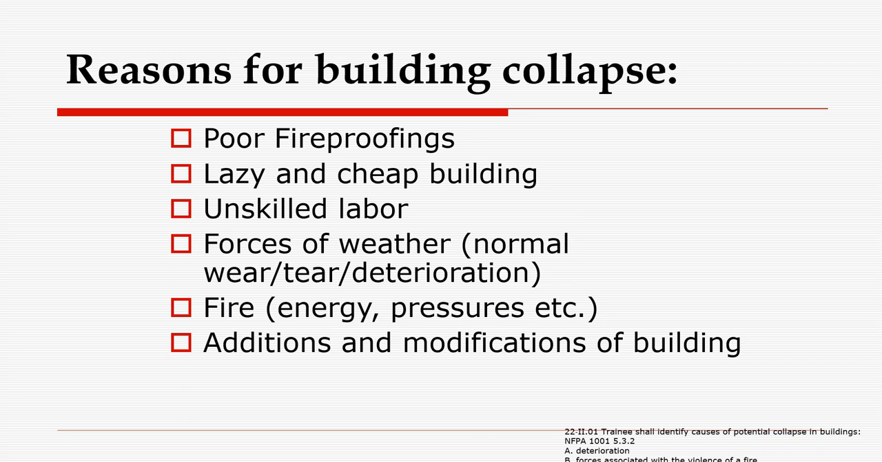So some reasons for building collapse. Poor fireproofing. We talked about how we make those holes for our utilities and our cable lines and TV lines and all that stuff. That's poor fireproofing. It could also be poor fireproofing around our structural components, like fireproofing or lack of fireproofing on our steel. If we don't cover those up like they need to be, or if they're chipping off, or if we've taken it off, it can create a building collapse.